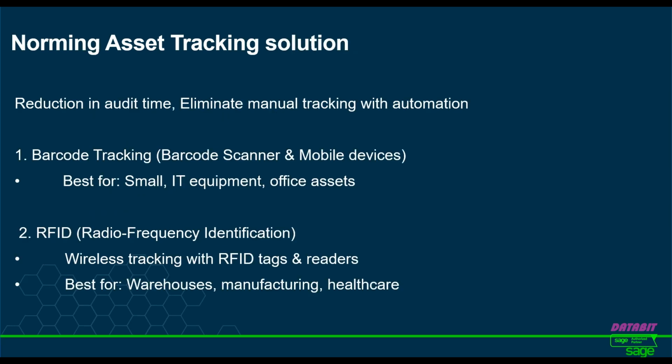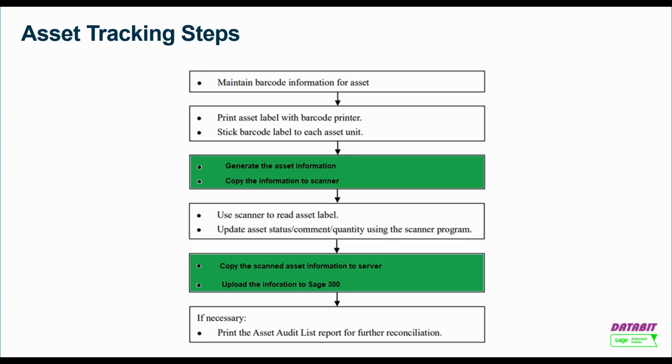The tracking solution from Norming will help you to automate the manual tracking and reduce time in audits. It supports barcode or RFID devices. The solution has both online and offline editions. With the online edition, you can skip the steps in green. You only need 4 steps to finish the whole process.